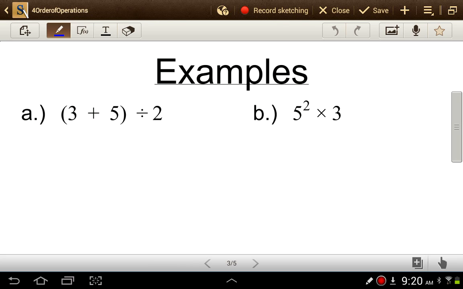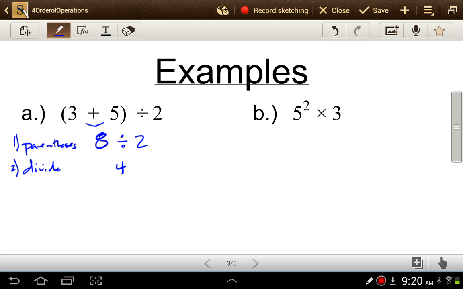So when I look at this problem, I notice I have parentheses. So my first step is to do the parentheses. So first, I'm going to work in the parentheses. So that's going to be my 3 plus 5 is 8. Okay, so I do 3 plus 5 is 8, and then I rewrite the rest of the problem, which is 8 divided by 2. The second step is to divide. So next I'm going to divide, and that is 4.